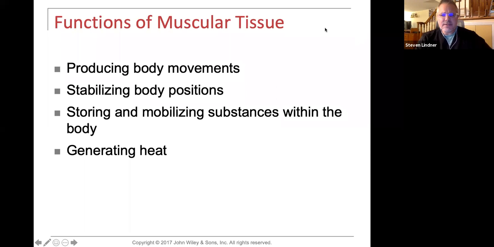What else do muscles do? They're storing and mobilizing substances within the body. Well, what do muscles store? Muscles can store glucose, and they store glucose in the inactive form called glycogen. There's the O-gen ending, the O-G-E-N. So when something ends in O-gen, it means that it's inactive.